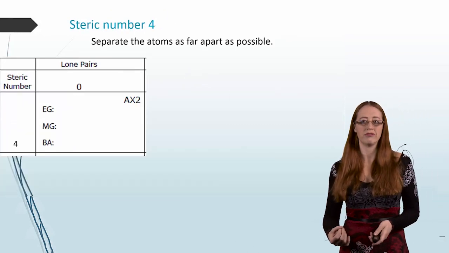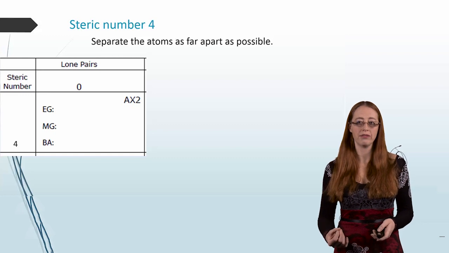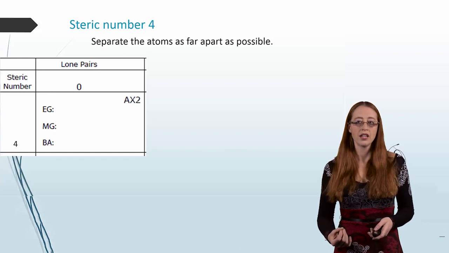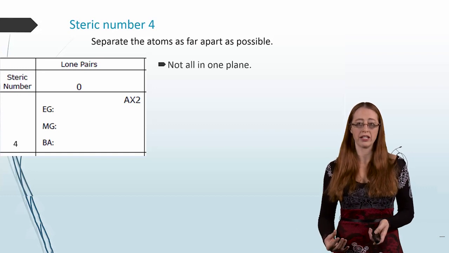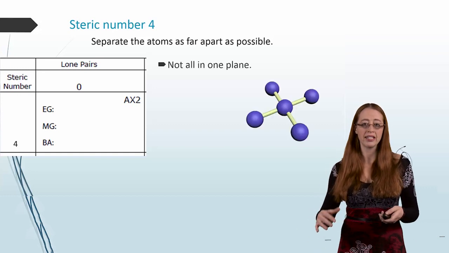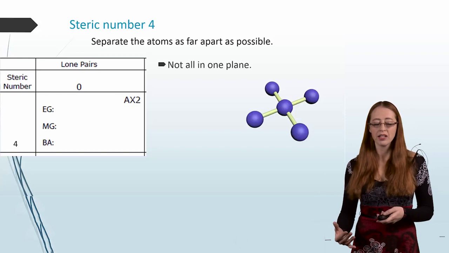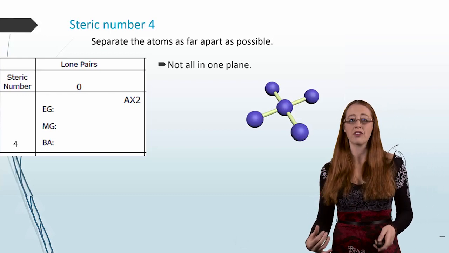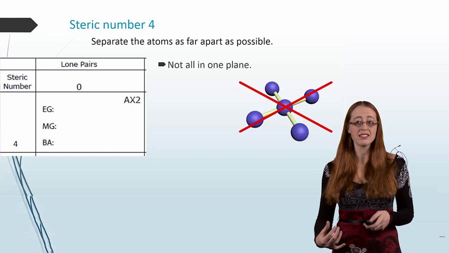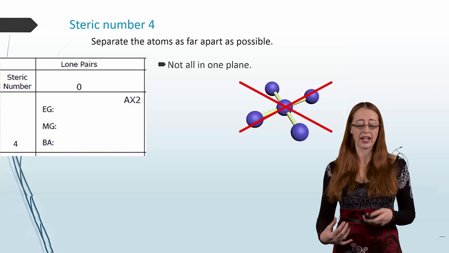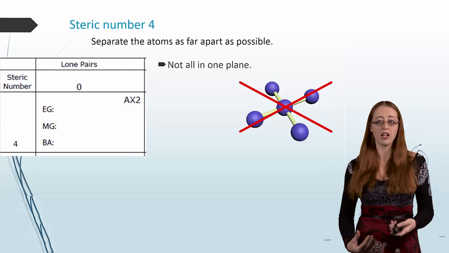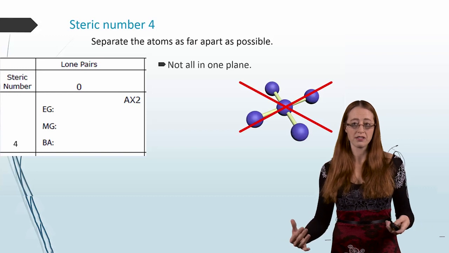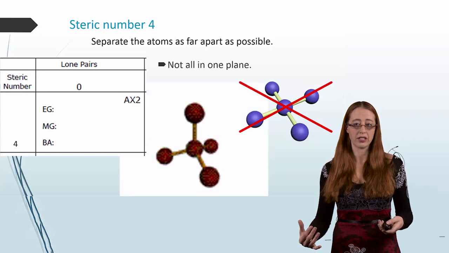Now let's do steric number 4. This one's a little bit more complicated. The most common thing when I ask people to go ahead and try to figure out the shape here is to try to put it all on one plane like we did for trigonal planar. For trigonal planar, that really is as far apart as everything as you can get, but that's not going to be true for steric number 4. So this is a really common answer and it's wrong. This is not what steric number 4 looks like. It needs to all be in 3 dimensions to get everything as far apart as possible.